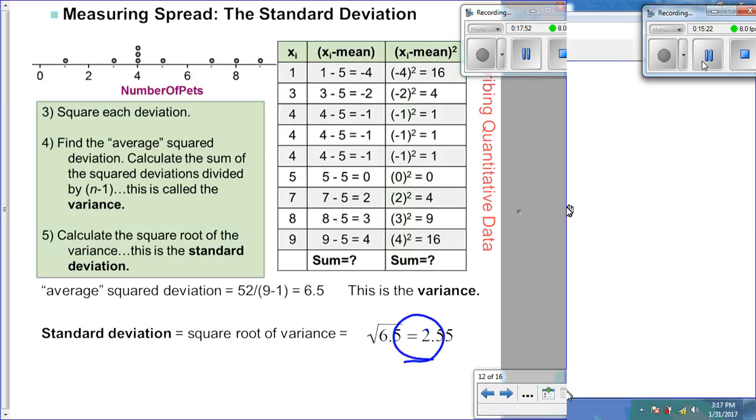So let's go through that again. To find standard deviation, you find how far it deviates from the mean. So you're going to subtract the mean from every data point. That would be this chart right here.